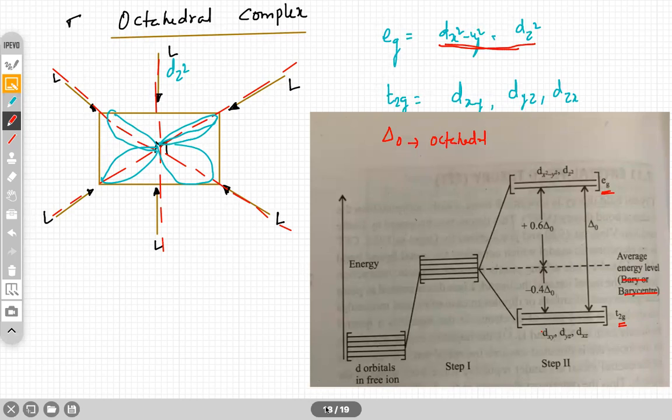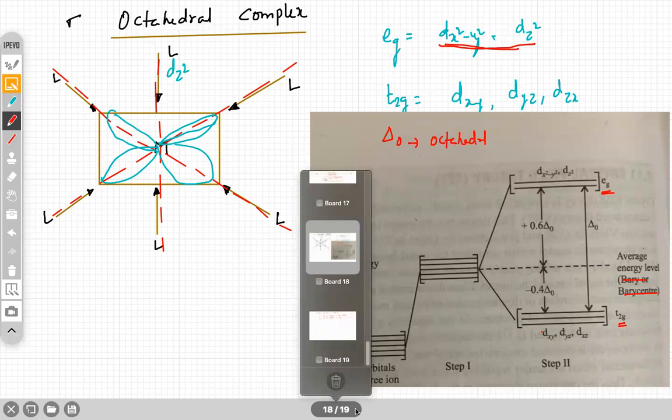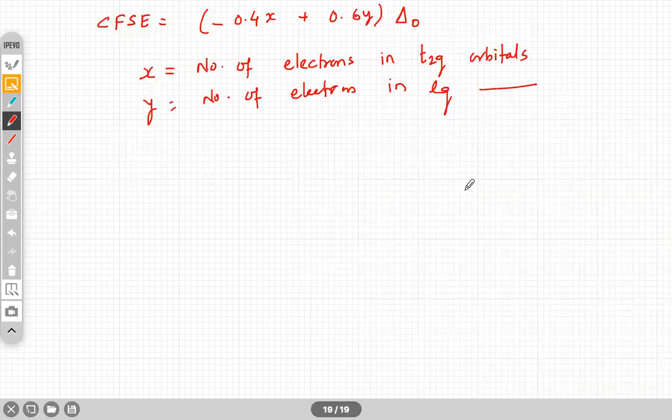So you see here, I was talking about this CFSE. Once you know the number of electrons in the two orbitals, you have the value of X and Y, and then you can find out CFSE in terms of delta O. Delta O for a given complex will have a fixed value. It's not like this value is universal, like the gravitational constant, right? Delta O will differ for different complexes. It has a different value for each complex. It's not constant for all complexes.